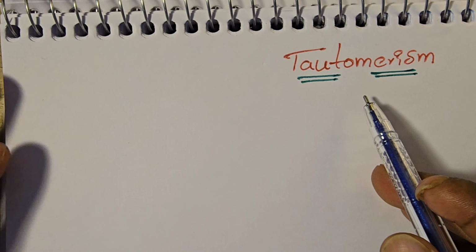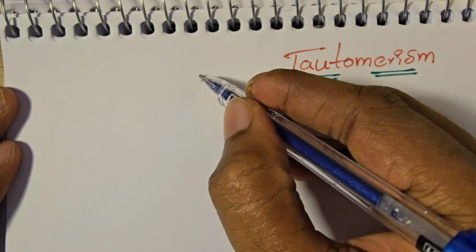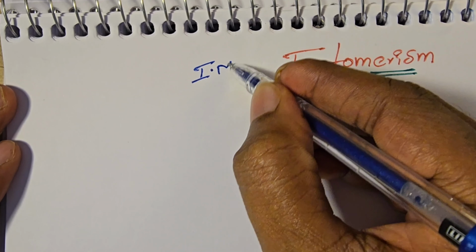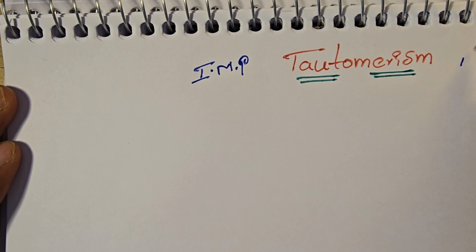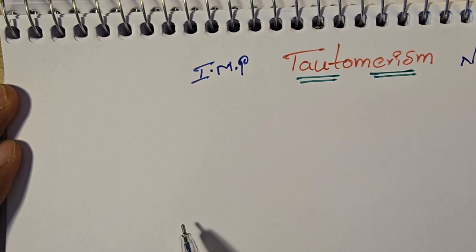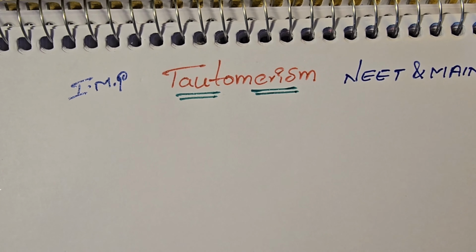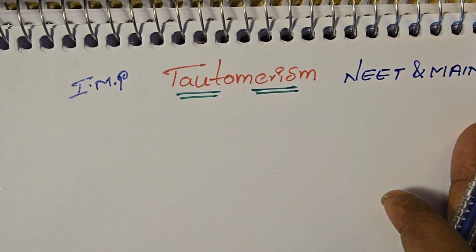Today our topic is tautomerism. Tautomerism is one of the concepts in structural isomerism, the GOC part in organic chemistry. It is an important topic from both the NEET and mains point of view. For NEET students as well as mains students, it is an important concept. Regularly, tautomerism-based questions are asked in the NEET examination as well as the mains examination.